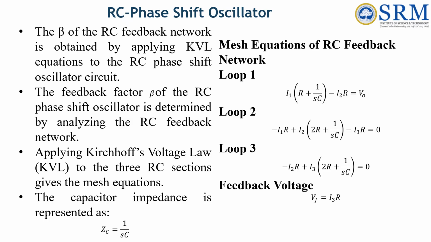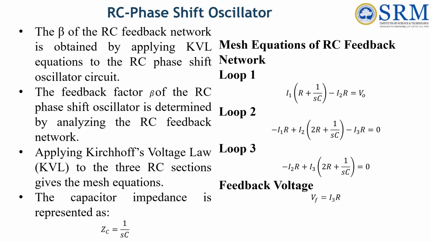We can analyze the RC feedback network and derive the expression for the frequency of oscillation using mesh current analysis. By considering the RC feedback network, we have 3 loops. So, 3 loop currents I1, I2, I3 are assumed in the cascaded RC network. By applying KVL to each loop, the mesh equations are obtained as follows.